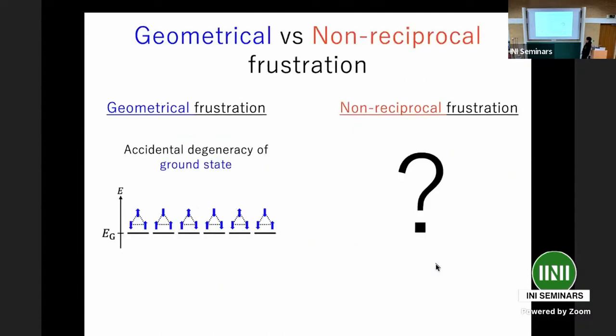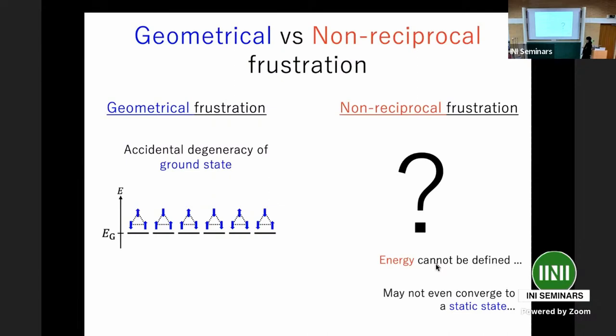So a natural question arises whether the counterpart of these kinds of phenomena occurs in non-reciprocally interacting systems. In particular, is there a counterpart of accidental degeneracy of ground states in non-reciprocally interacting systems? It doesn't seem promising, right? Because there's no energy, and you cannot define energy. So how should I define a ground state is one problem. Also, this non-reciprocal interaction system may not even converge to a static state. So how to think about these is, again, an open question.